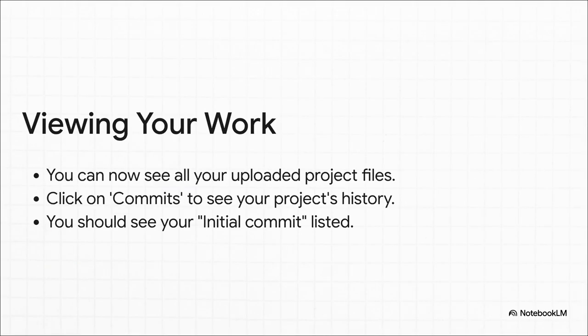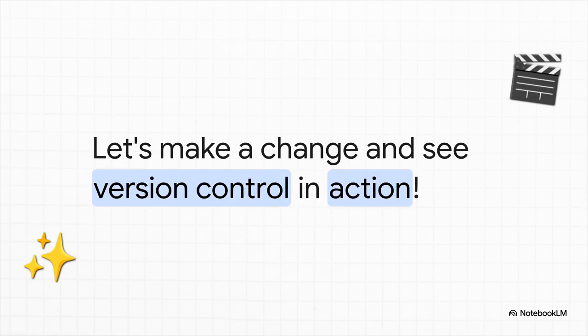Okay, so you should now see all your project files and folders listed right there. Now find the link that says commits. It's usually near the top. If you click that, you'll see the entire history of your project. And right at the top of that list, you should see the commit you just made with your message "initial commit." All right, pretty cool, right? But now for the real magic.